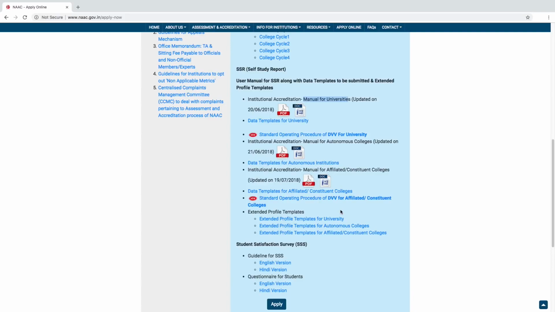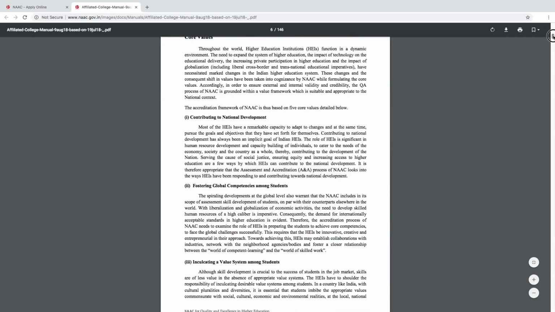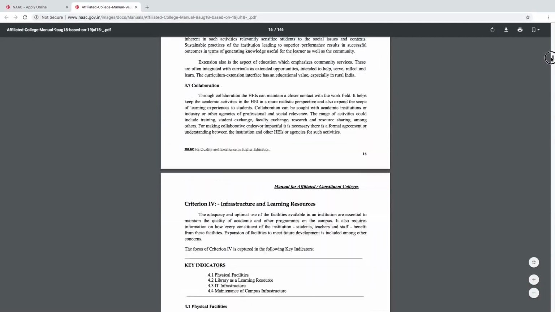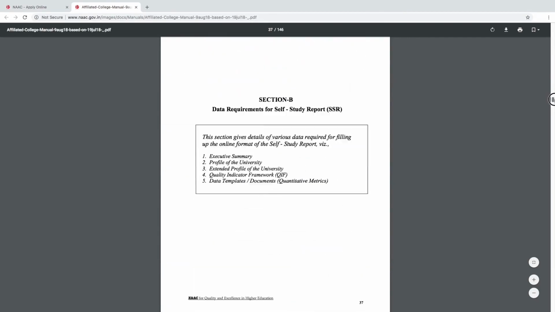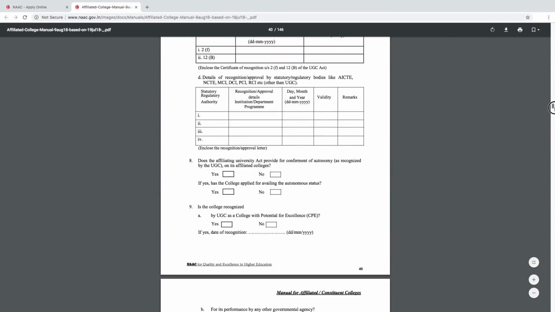Now, the components of SSR have elements of values that you give as input in your SSR, the templates and supporting documents. When you click on the affiliated or constituent colleges, this opens the manual that has the entire details about the assessment and accreditation process upon the acceptance of IIQA. It is important that the institution should read the entire content before they apply or complete the process of SSR. The most important component here that concerns the SSR is the QIF, the Quality Indicator Framework.